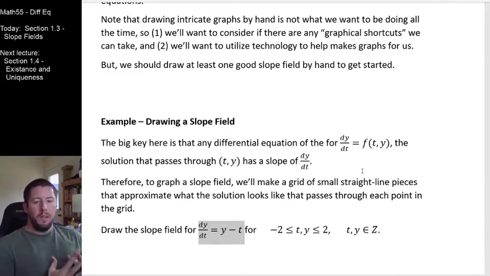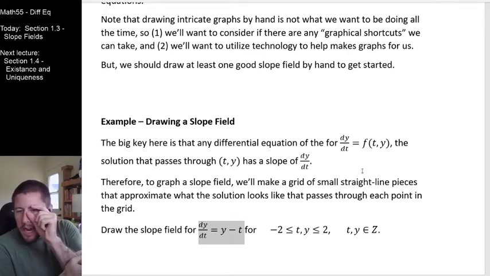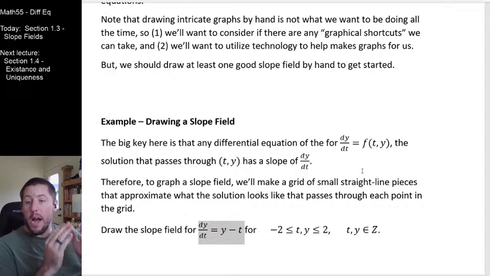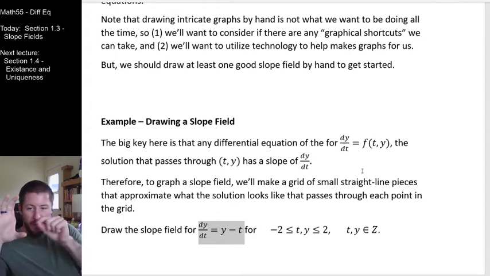And we're going to draw just that little piece of tangent line there. So to graph a slope field, we're going to make a grid of small straight line pieces, right? They're all just going to be tiny little short pieces of what would otherwise be a general tangent line to a particular solution curve. And those are going to approximate what the solution should look like as it passes through that point.